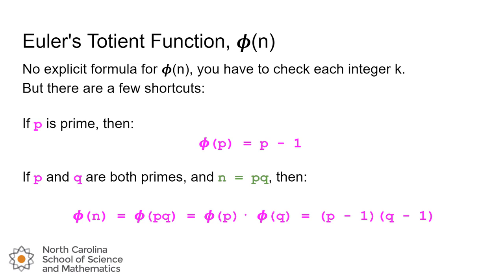So if we know that phi of p is p minus 1 and phi of q is q minus 1, then phi of p times q is just p minus 1 times q minus 1. Now that only holds true when p and q are primes. It doesn't work for all numbers, but it does work for these primes. And that is going to be helpful for us here in a moment.